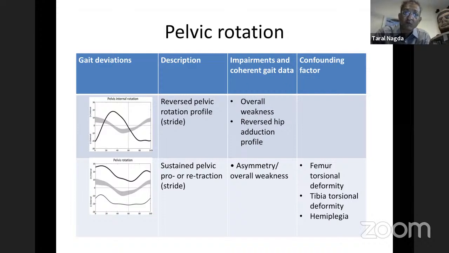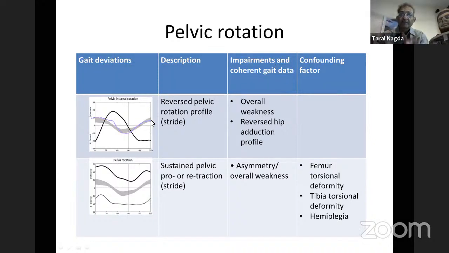Now let's come to pelvic rotations. Normally, the pelvis internally rotates, then comes into the center, then externally rotates, and again internally rotates. A reverse pelvic rotation like this is seen when there is overall weakness, because the rotation here is required for ground clearance. When the limb has weakness, say of hip flexors or knee extensors, you may be able to see a reverse pelvic rotation. The right or left pelvis may be internally or externally rotated.